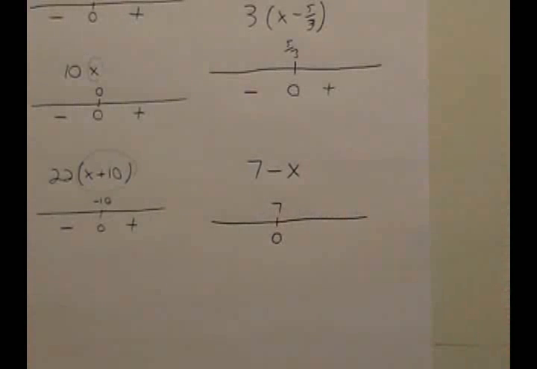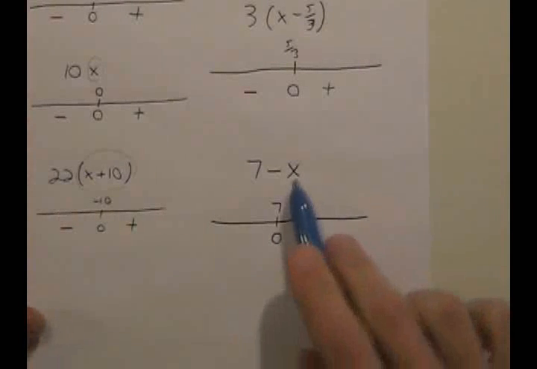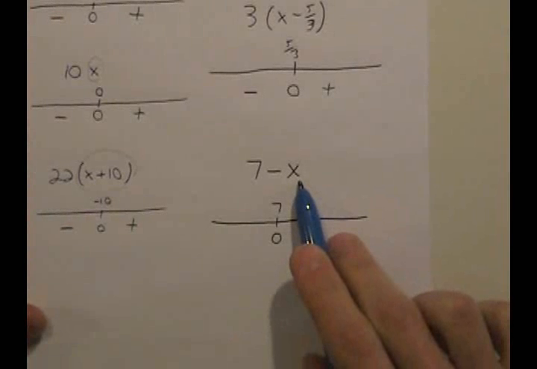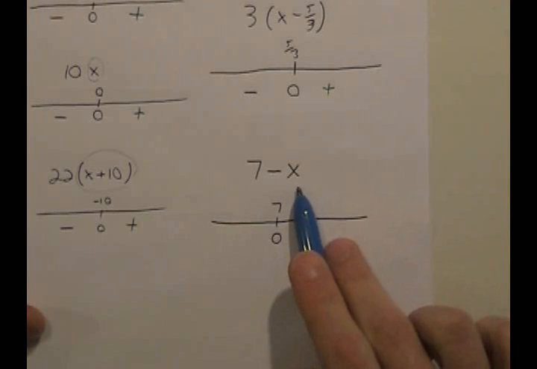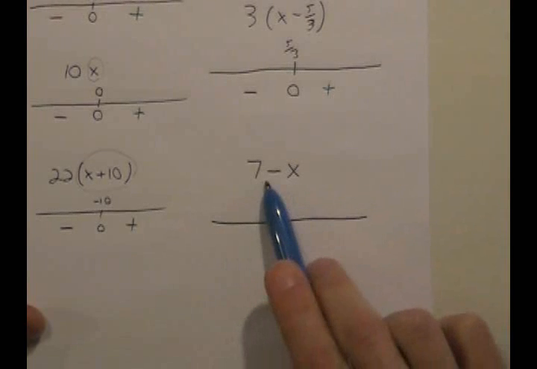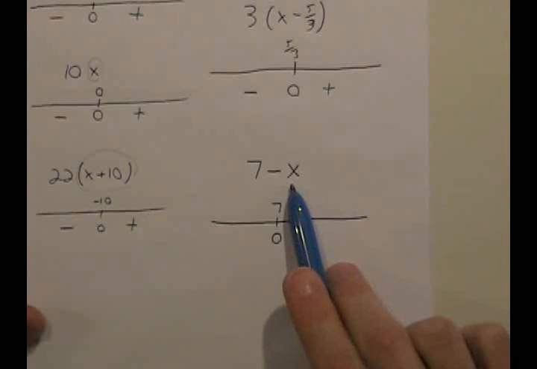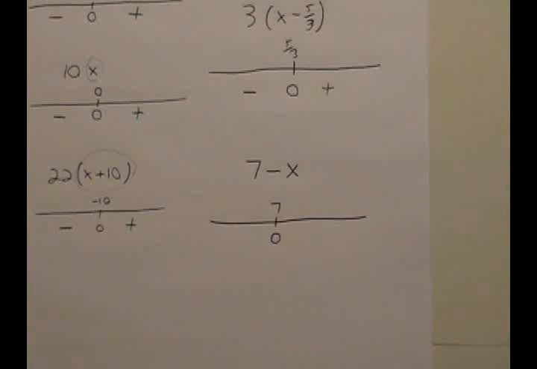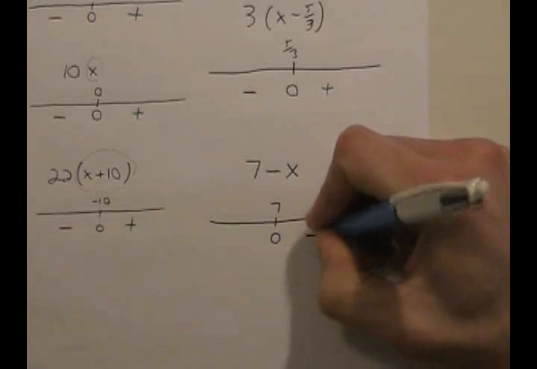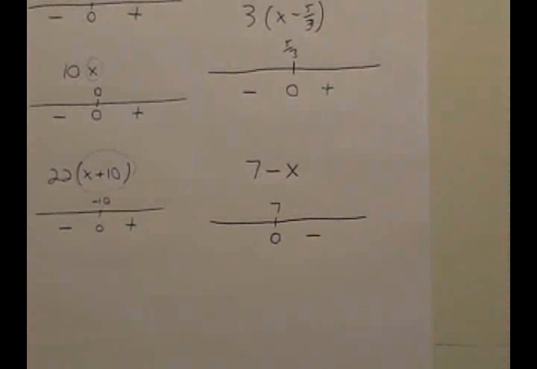And then you've got to think to yourself a little bit. If x is larger than 7, all right, 8, 9, 10, 11, 12, 50 billion, as long as x is larger than 7, I think to myself, 7 minus a number that's larger than 7 is going to be negative. It's going to be less than 0. So I'd be sure to write this down with a negative sign here. And then I can think my way through it.